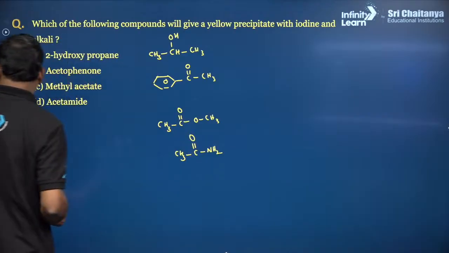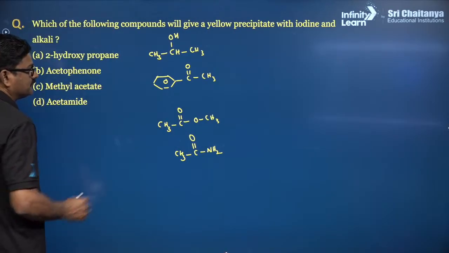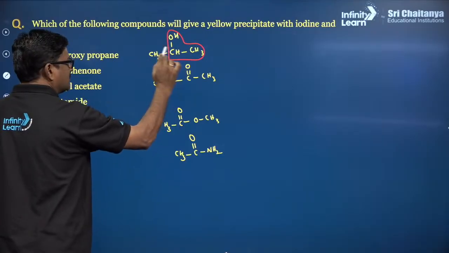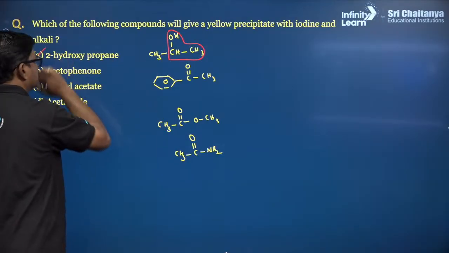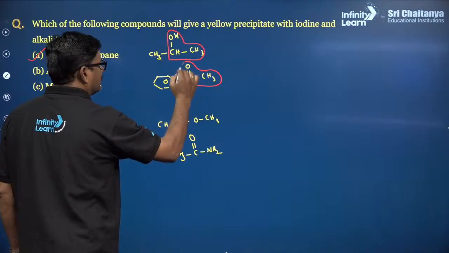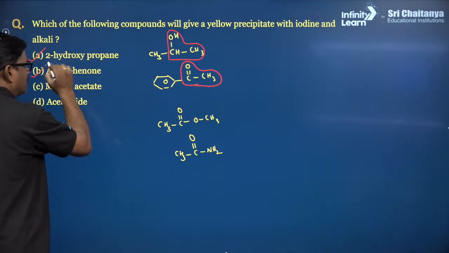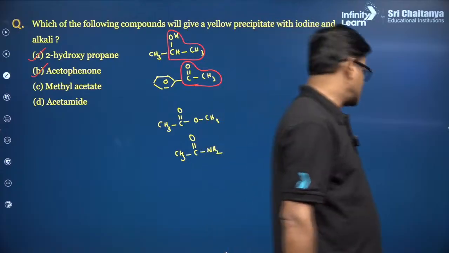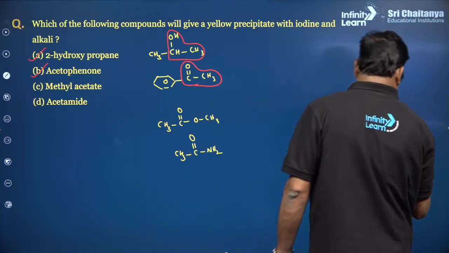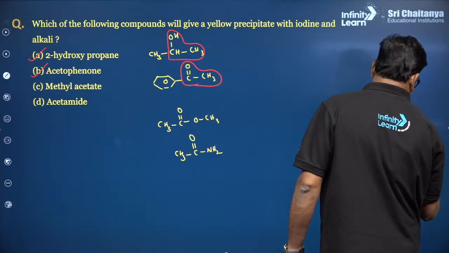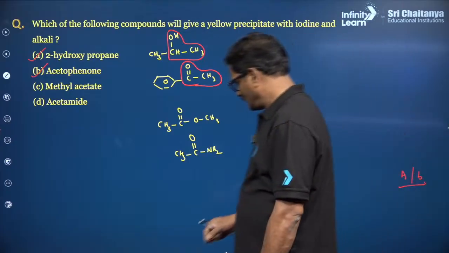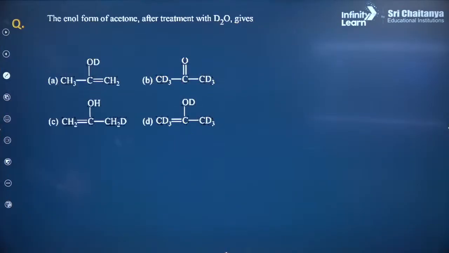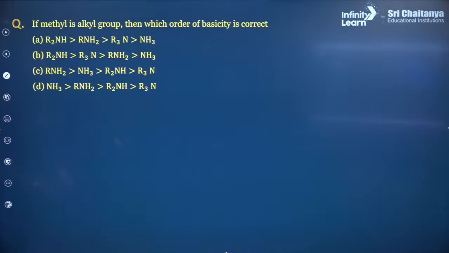Now, the condition: a methyl secondary alcohol will give it, and acetophenone, methyl ketones, will give it. Okay, condition. So yes, of course, I do remember. So I would like to say A and B are the options. This is also explained.